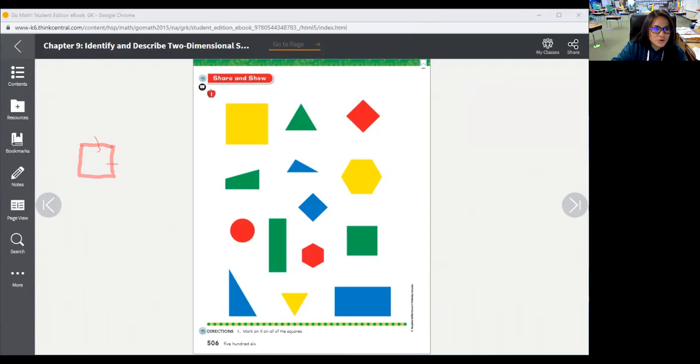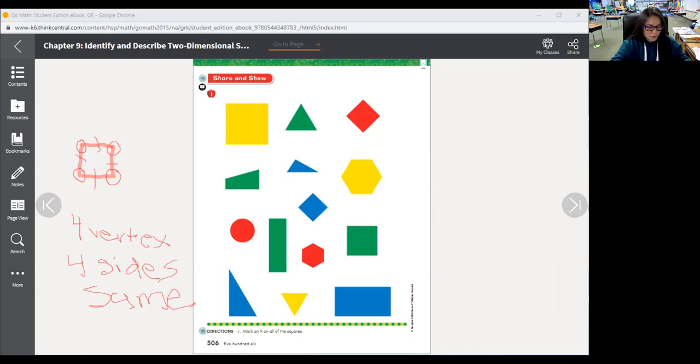1, 2, 3, 4 sides, has 4 vertex. Remember, that's 2 lines meeting together at a point. 4 vertex right there. And all these sides are the same. So 4 vertex and 4 sides. And all of the sides are the same. Okay? They are the same.